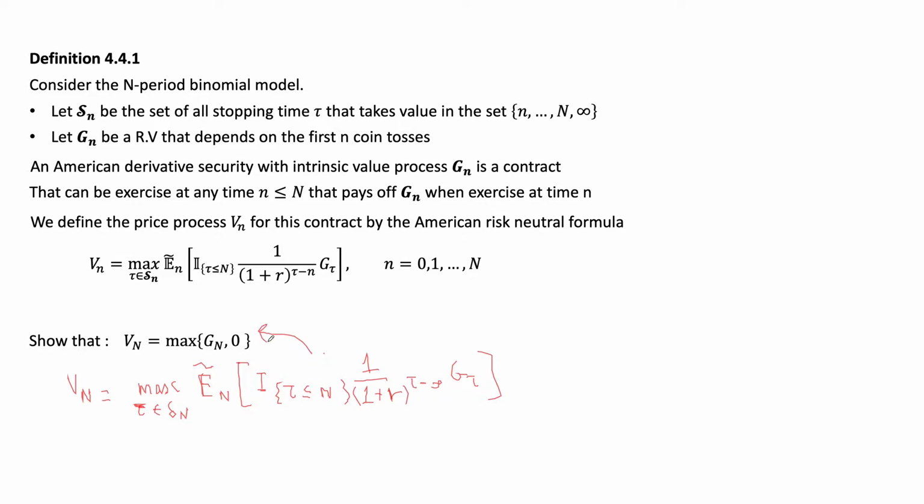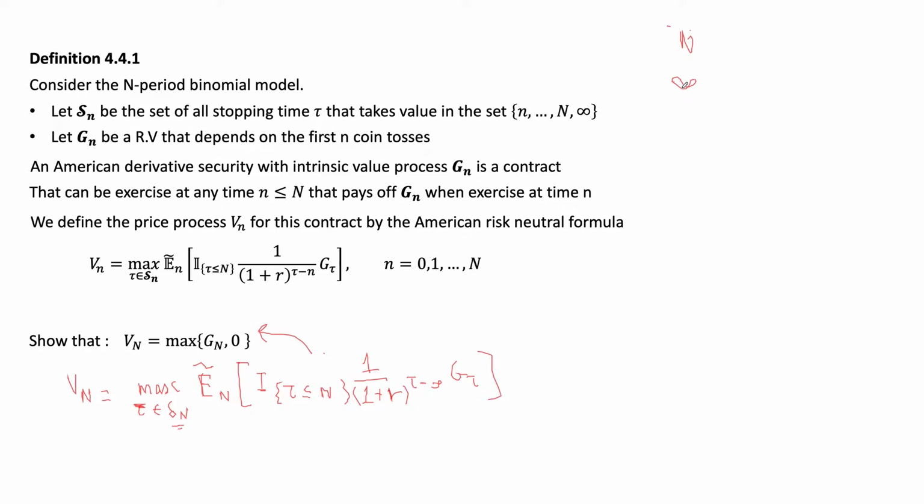Okay, so tau needs to be inside this set, right? That means our exercise rule tau can either be n, or tau can be plus infinity, meaning that at time n we either decide to exercise the option, and tau will be n, or we decide to not exercise the option, meaning tau will be plus infinity. So we have only two cases, right?